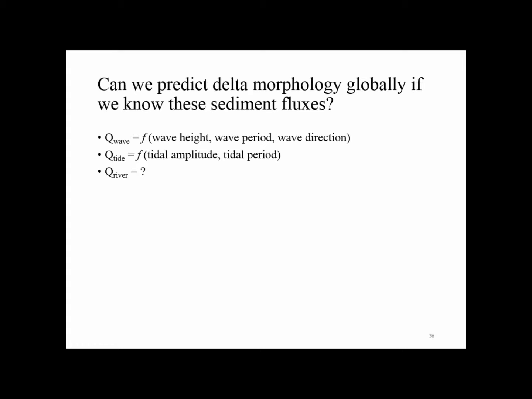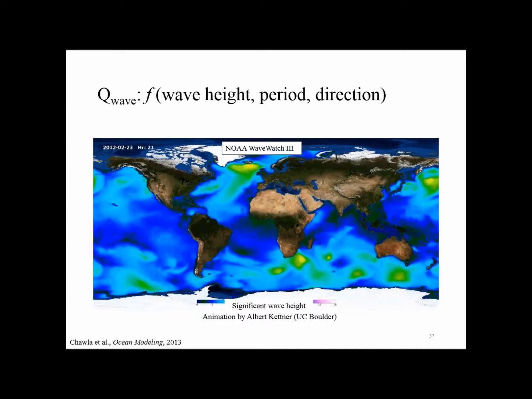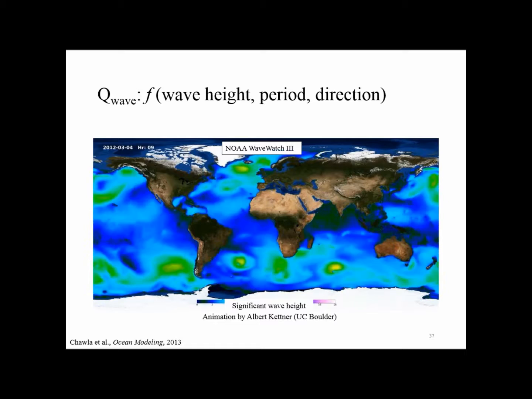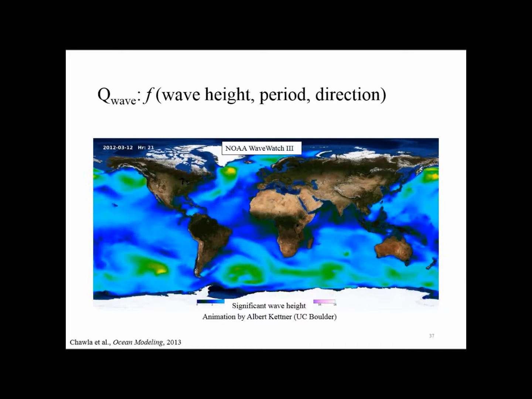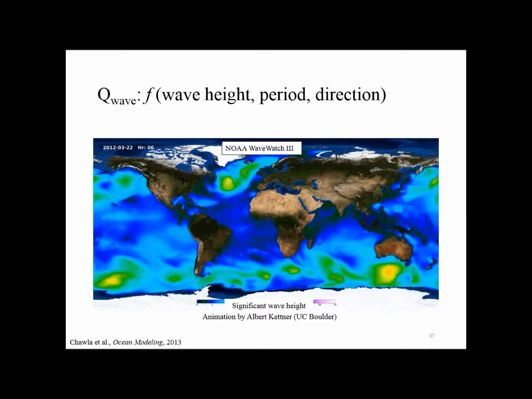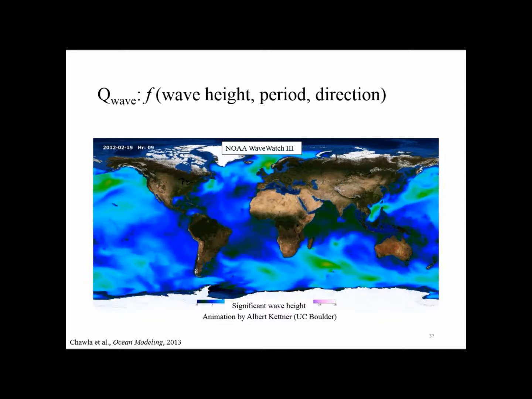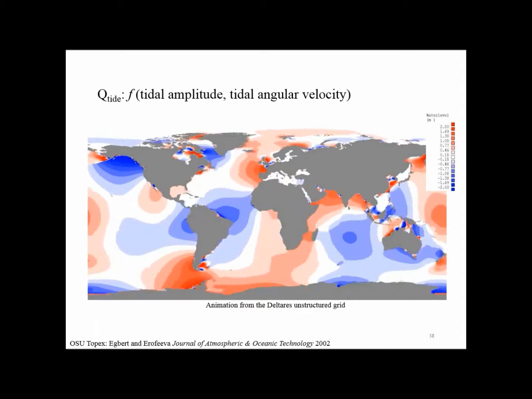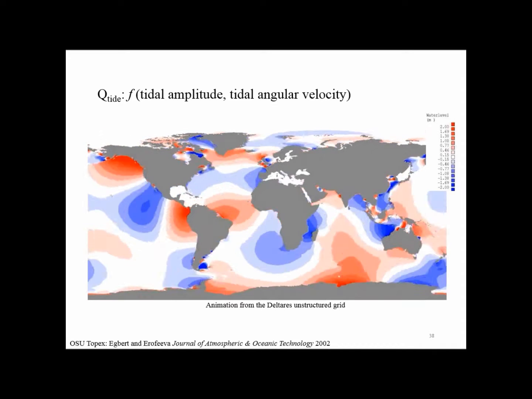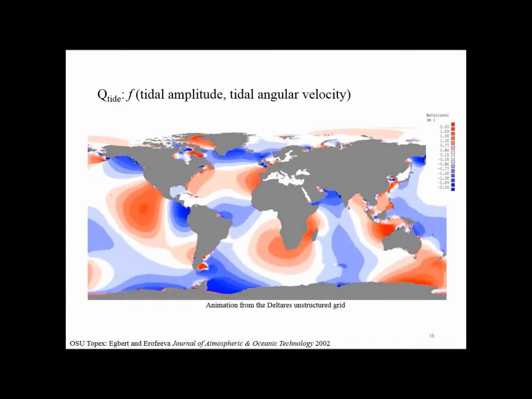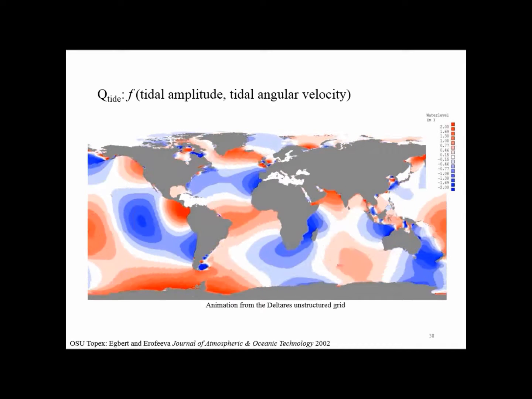Can we then predict that on a global scale if we can calculate these sediment fluxes? So if we can calculate Q wave and Q tide and Q river, can we then do this analysis for every delta on the globe? Well, we have a simple wave database. This is NOAA WaveWatch, where we have a 30-year record of wave height and wave period and wave direction. That should allow us to compute this wave-dominated sediment flux for all of these river deltas. Similarly, for the tides, we have an OSU TOPEX tidal data set that allows us to get the tidal amplitude for every delta across the globe.